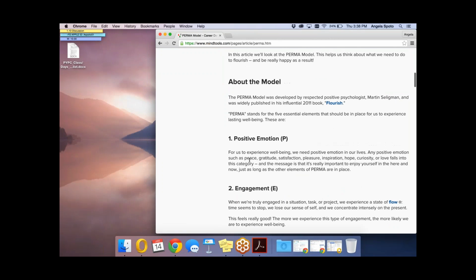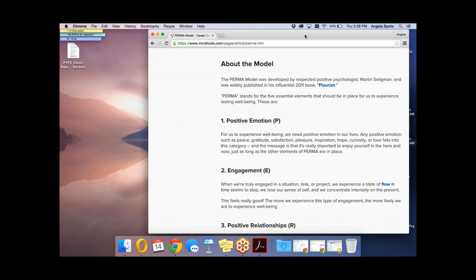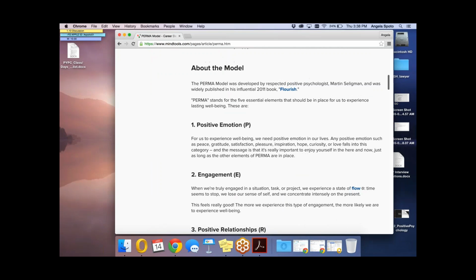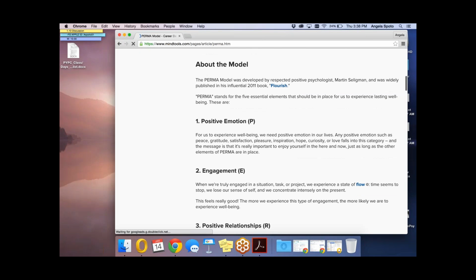So can anybody, if you want to raise your hand and express that, or if you just want to type it in the chat box, tell me what the P stands for in PERMA? Anybody remember? Yeah, you guys are good. All right, you're right. Positive emotion.